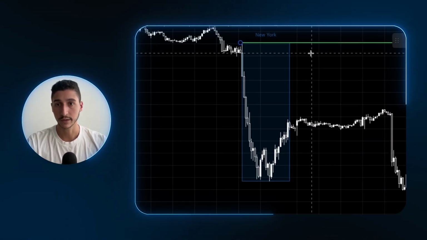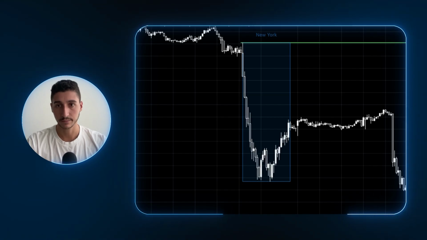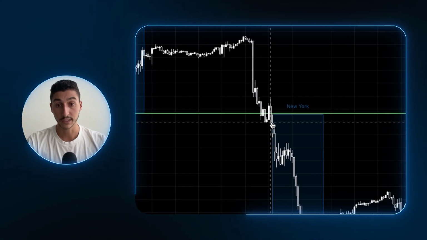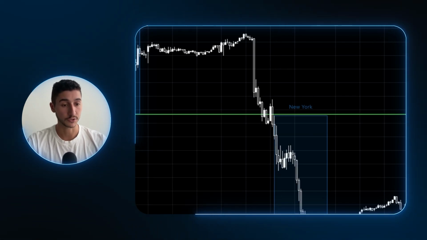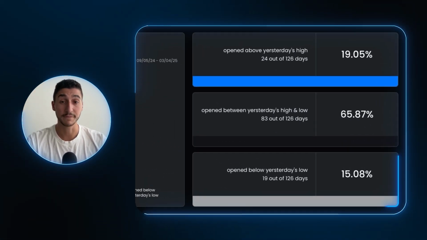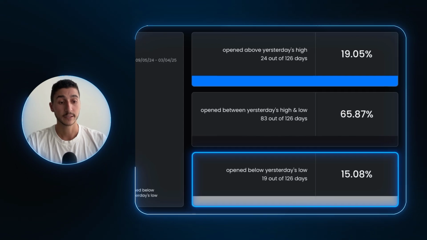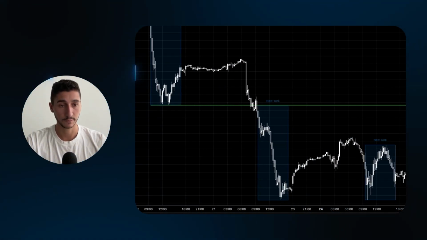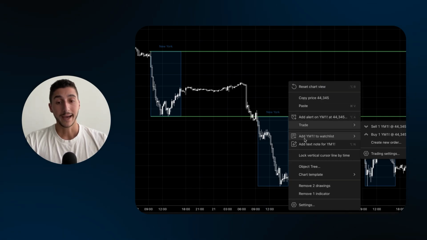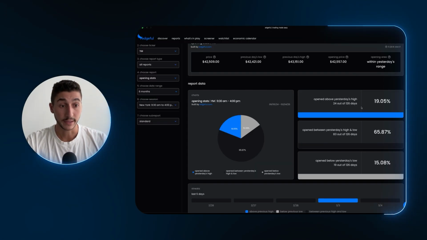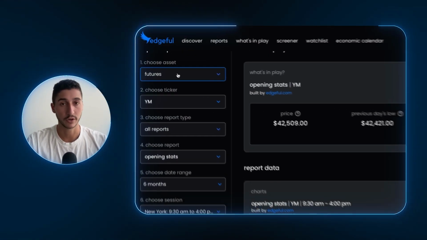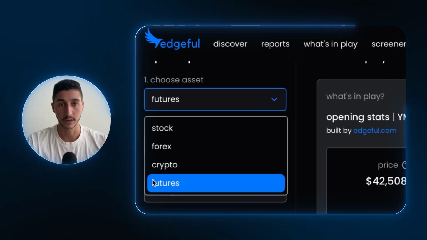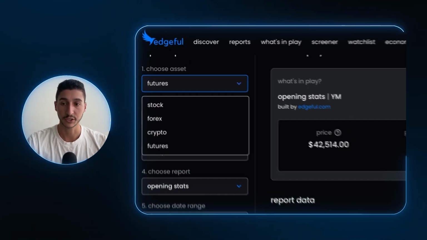Previous high over here, previous low down here. And you can see that price opened below yesterday's low. So that would fall into this category here. Only 15% of the time has price opened in the last 6 months on YM below yesterday's low. So as a swing trader, and this applies to stocks, Forex, crypto, and futures, it doesn't matter what you're looking at, it's just measuring the high and the low of the previous day or the previous session.